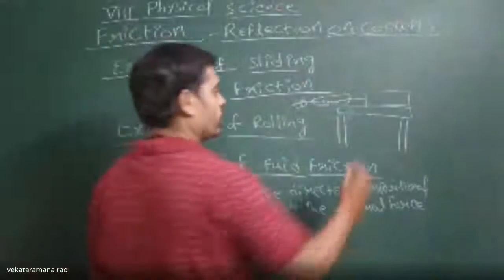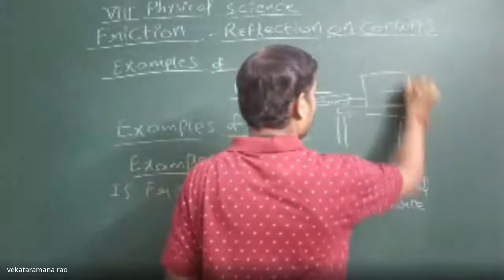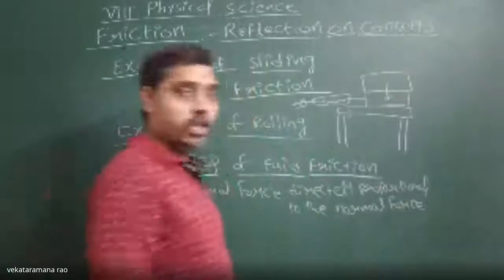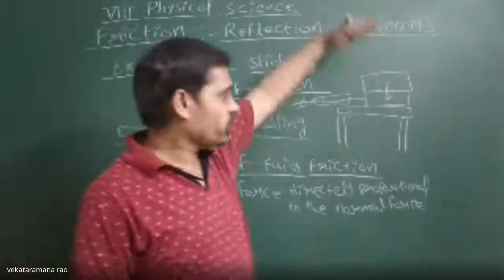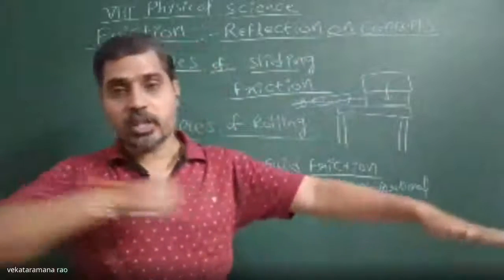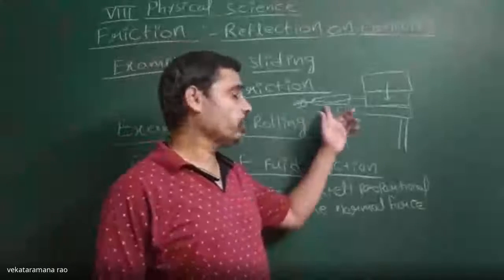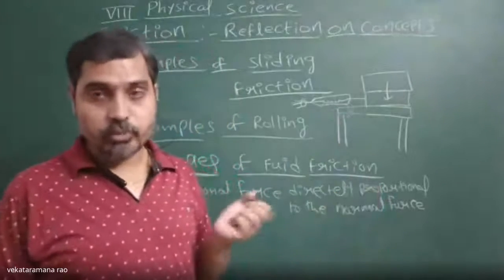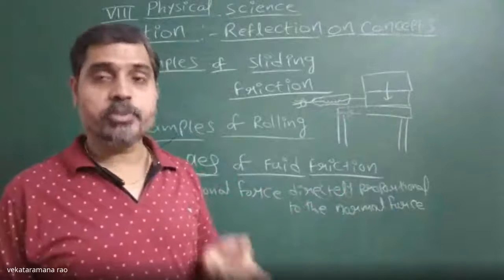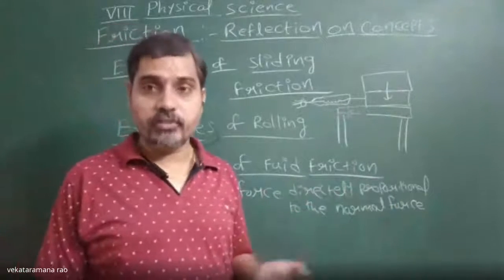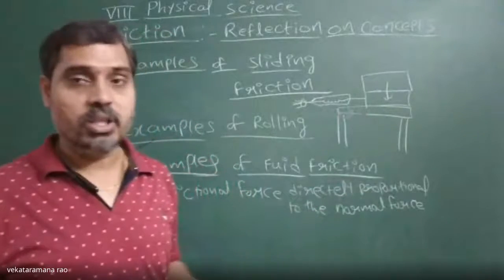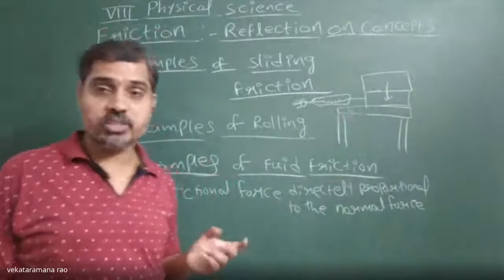Now what do we do? Place another wooden block on top. It applies additional normal force. Or you can press it with one hand and pull with the other. Again we note down the spring balance reading just before it begins to move. That means again we are finding the limiting force of static friction.